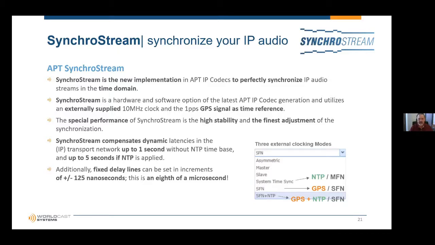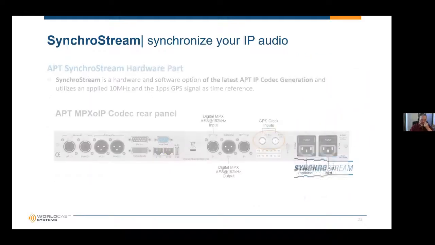SynchroStream is the idea of being able to synchronize IP streams, either IP audio or composite MPX streams, between multiple sites with a high level of precision. It's a hardware and software option. We make use of the 10 megahertz clock and the 1 PPS GPS signal. It is very, very stable and can compensate automatically for dynamic latencies, changes that happen in the network, and can adjust the fixed delay at the output of each of the decoders in steps of 125 nanoseconds. That's particularly interesting for single frequency networks, as we'll see as we move on.